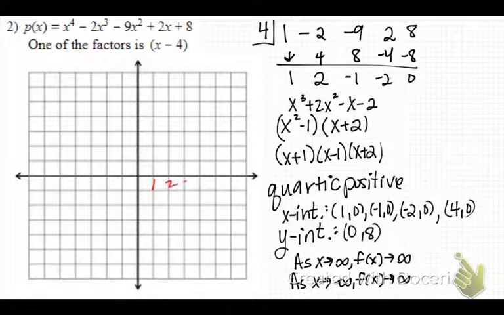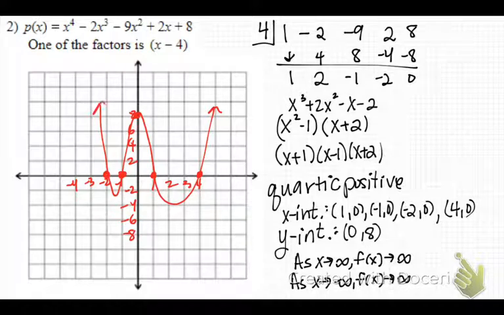Okay, now for my x's, I'm going to go by 1s. For my y's, I'm going to go by 2s. And that is going to be 1, 0, -1, 0, -2, 0, and +4, 0, and 0, 8. Okay, is that what you got? How do we feel about this? Pretty good? Okay.